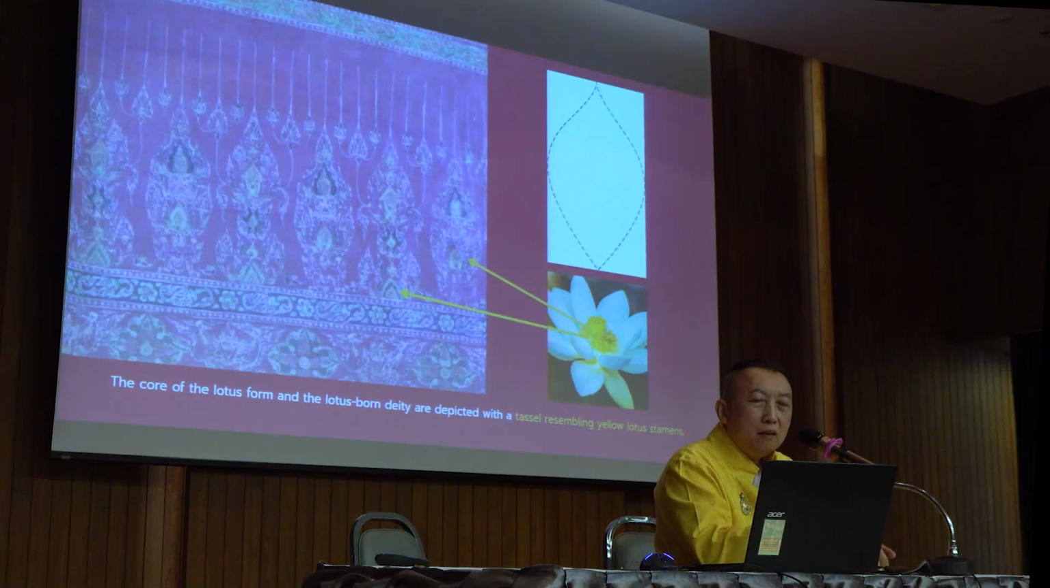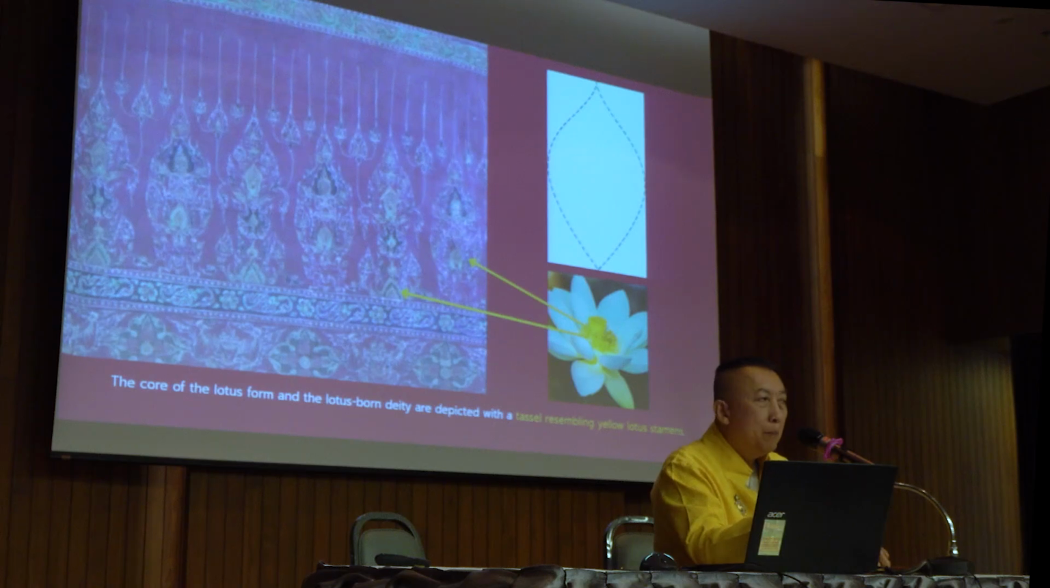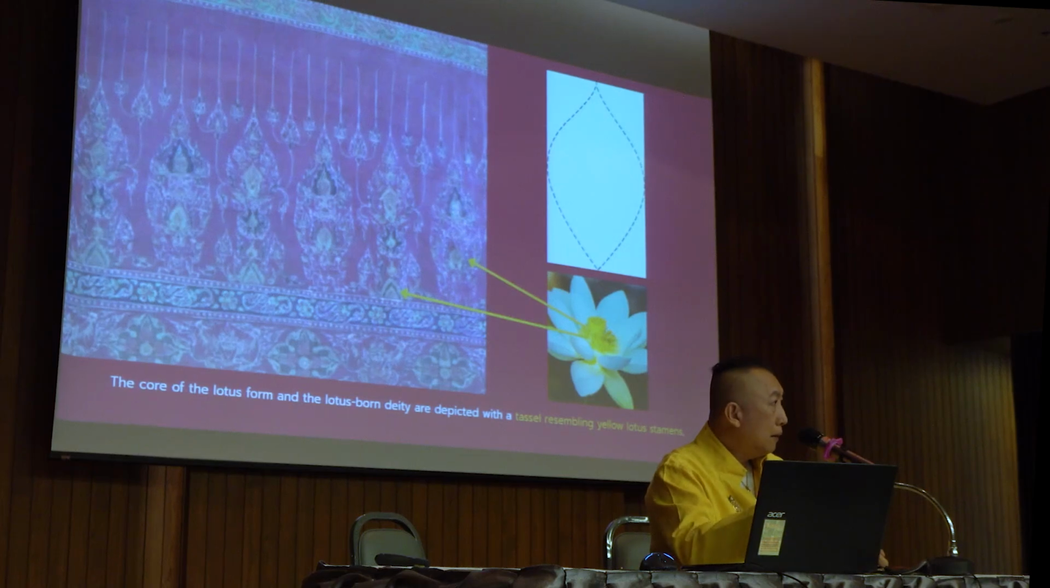Not only that, in the Japanese collection there is not only the main field pattern but also the hem part pattern. We also found the yellow lotus stem depicted in this pattern composition, and it is very clear. But this kind of sample is not found in Thailand, because it is a 17th century sample in Japan.